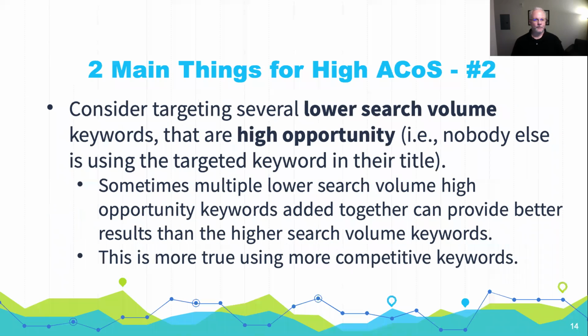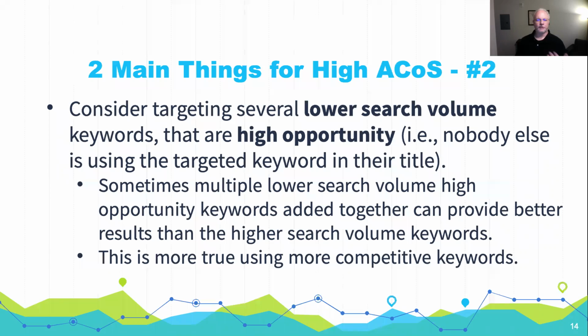The other thing is a lot of times people will target higher search volume keywords that may be more competitive and harder to get organic or even rankings on sponsored ads. So another strategy is to look for several lower search term volumes that have high priority or high opportunity, which means nobody else is really using those in your target for that target keyword in the title.